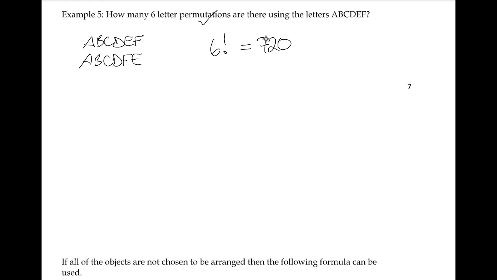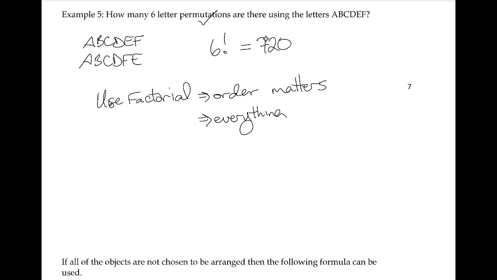And so there we go. That's all we have to do. As long as it's descending and everything gets used up, we can use factorial. So those are our 2 stipulations. If order matters, everything gets used. And the last stipulation is that there's no repeaters.